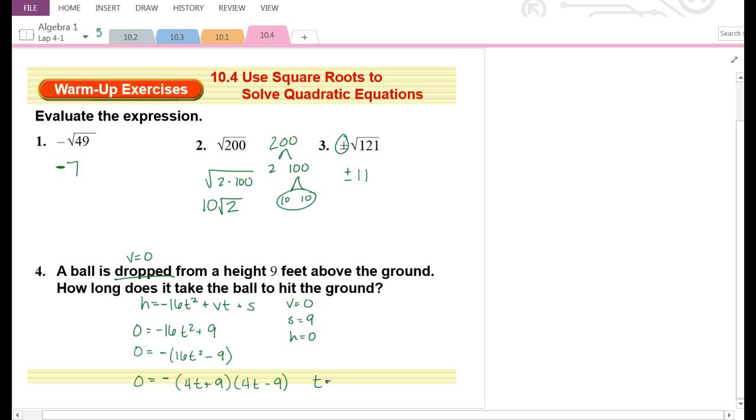So that means t is equal to negative 9 fourths. Oh, excuse me, that's not a 9, that's a 3. So 4t plus 3, 4t minus 3. So I have t is equal to negative 3 fourths and a positive 3 fourths. But I don't want negative seconds, so it takes 3 fourths of a second to hit the ground.